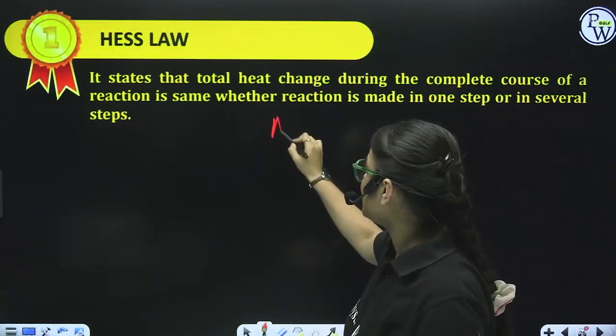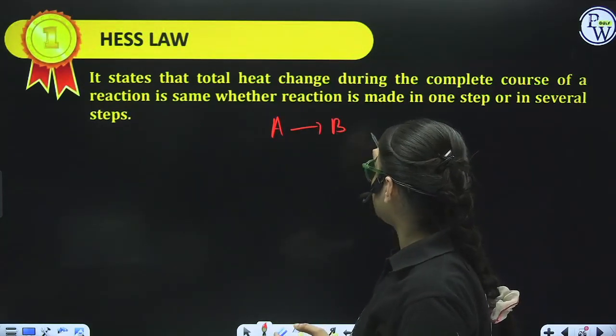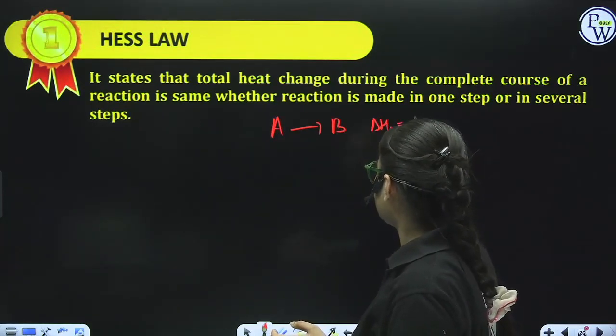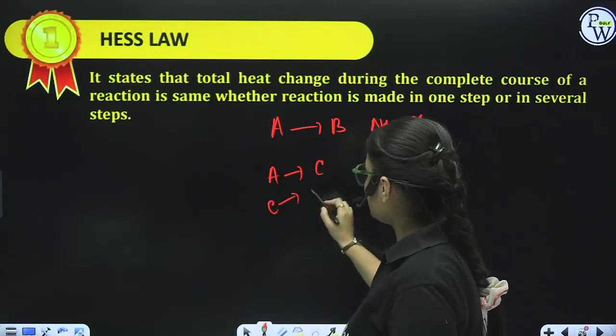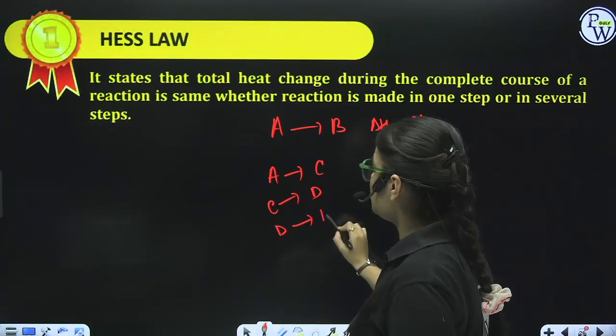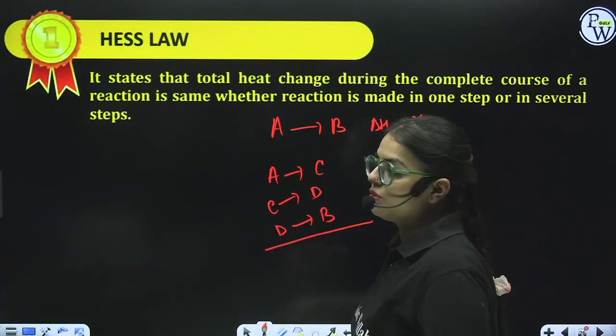For example, if A is being converted into B, delta H for this one, let us say this is the first one, is X. And if A converts into C first, C converts into D, and then D converts into B, when you add them all together, what are you going to get?